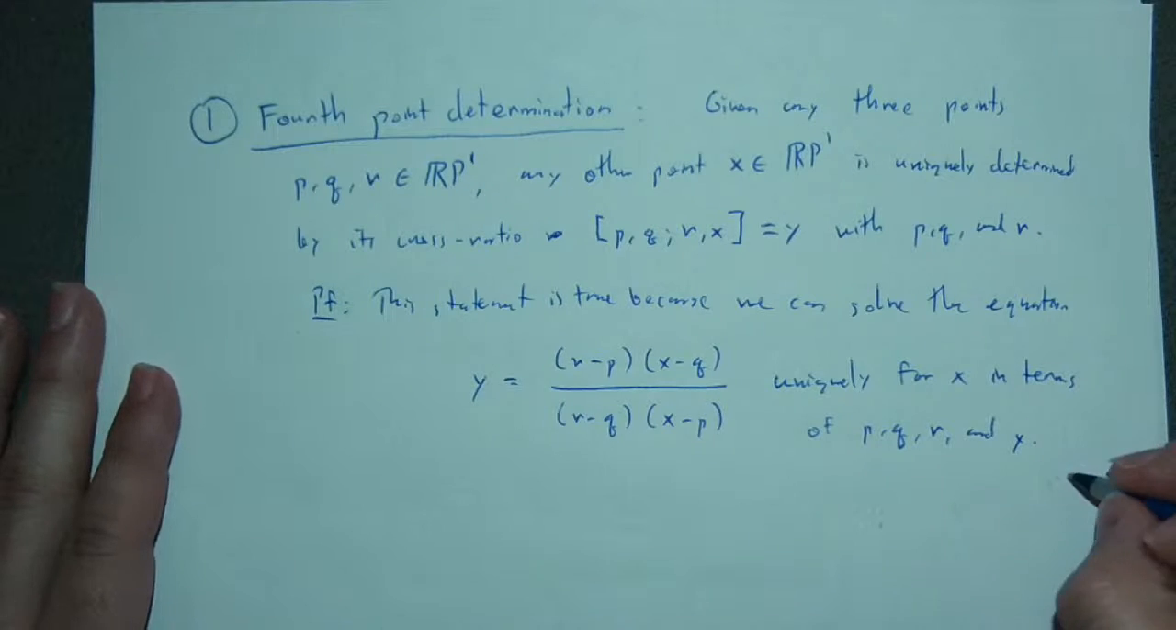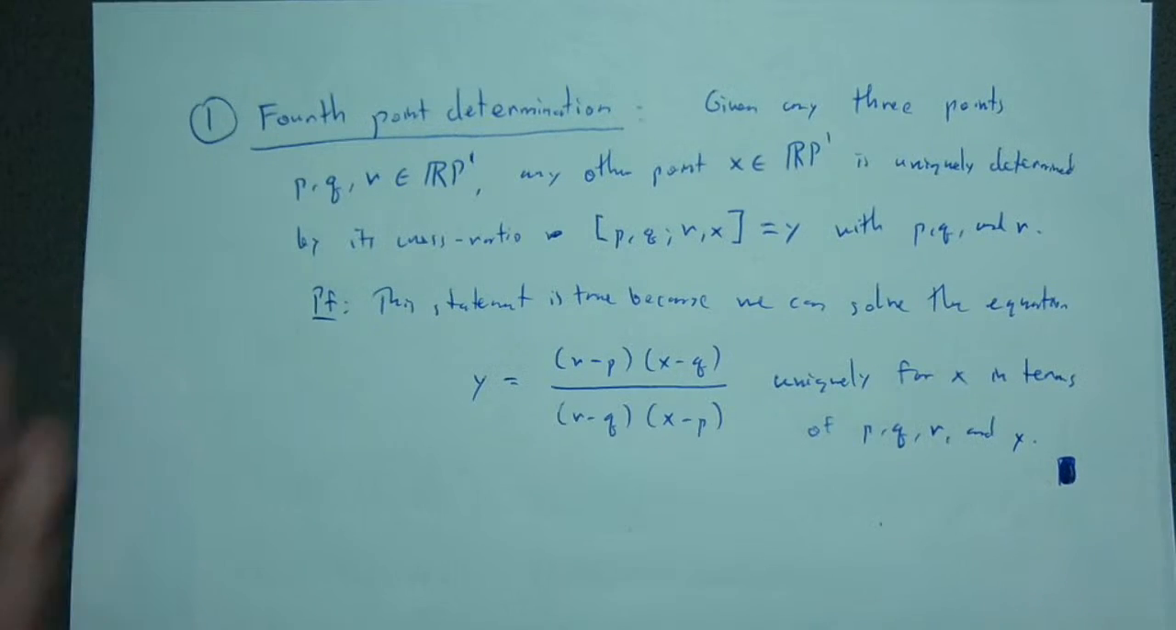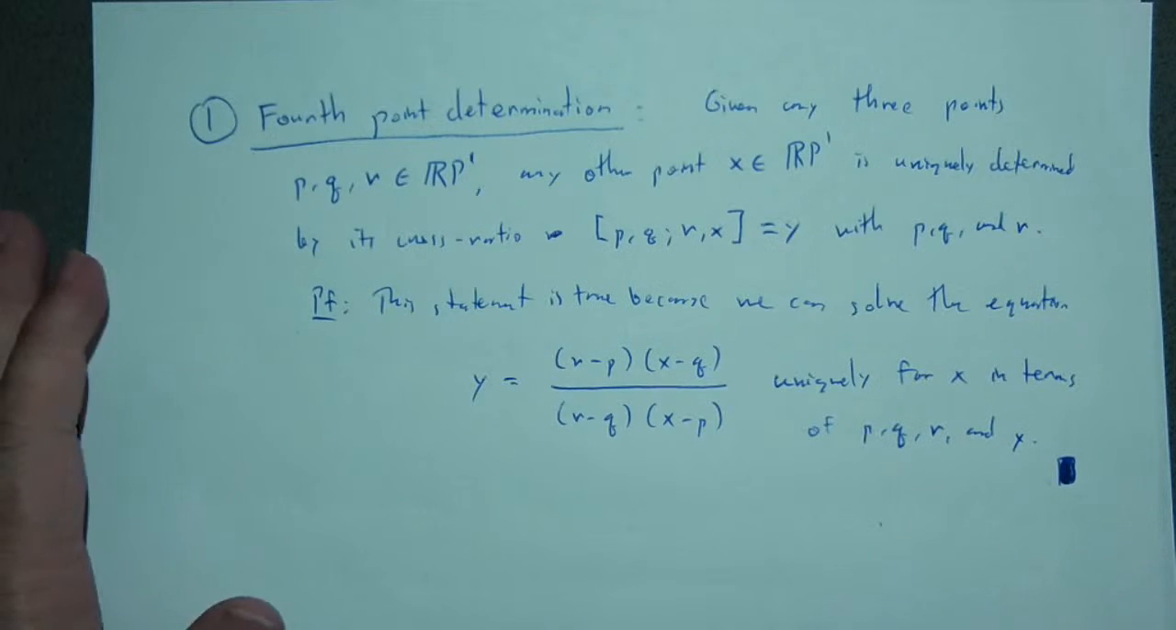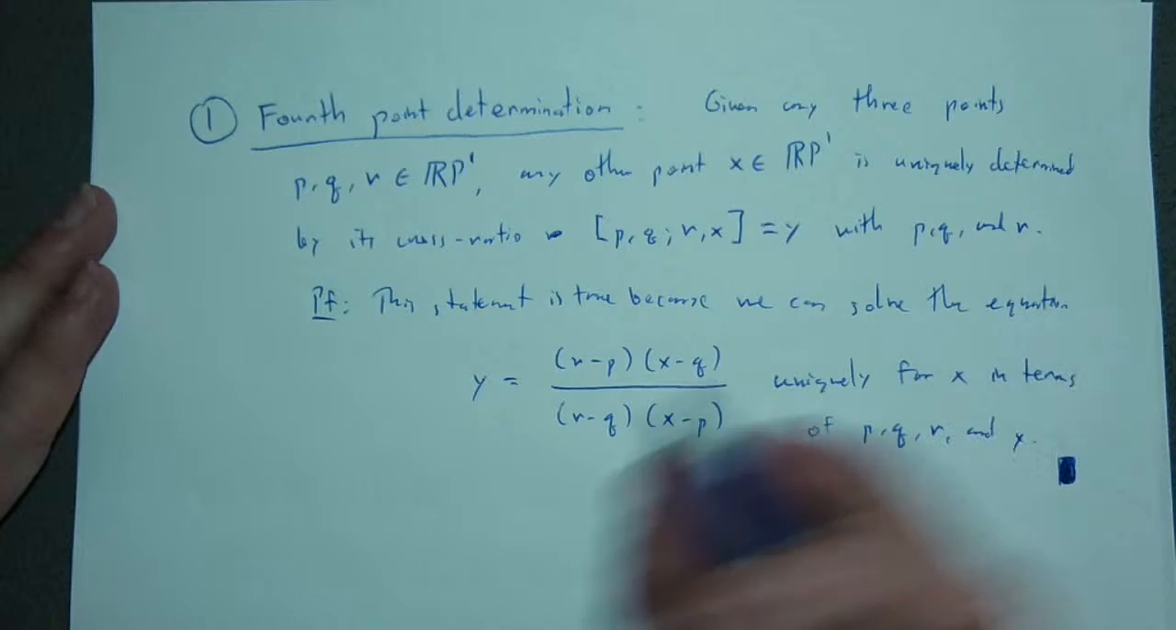Okay. So if you don't believe that, you can have a look at how you might actually do that, right? You could just clear denominators here, multiply this out, isolate the x terms, and you're good to go. You could solve this for x uniquely in terms of every other letter that shows up here. Okay, so that's a nice fact.